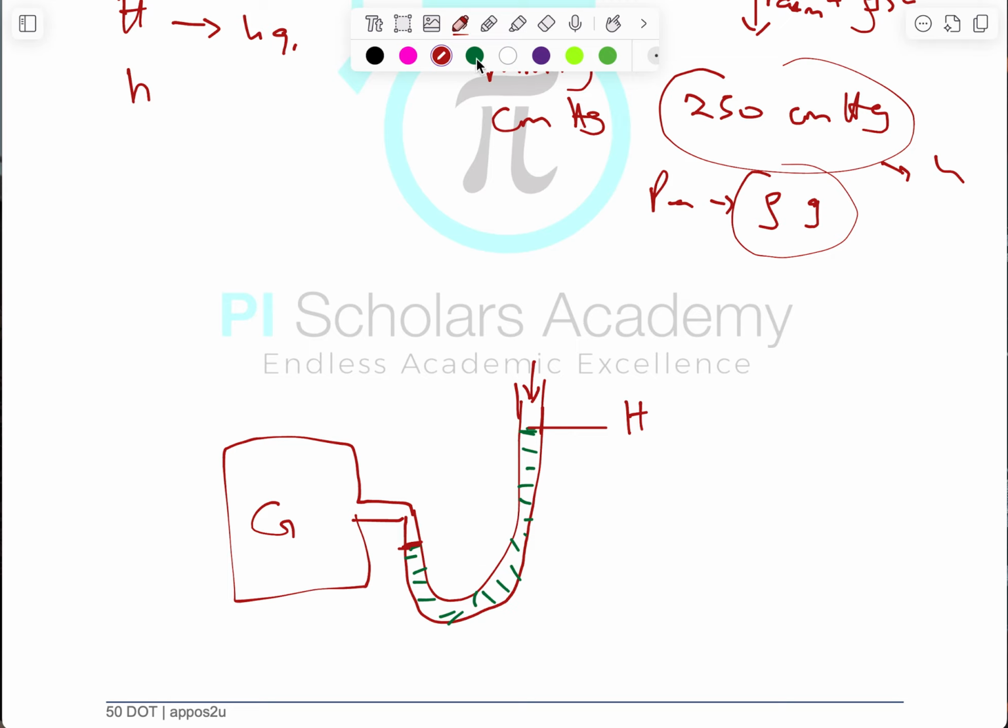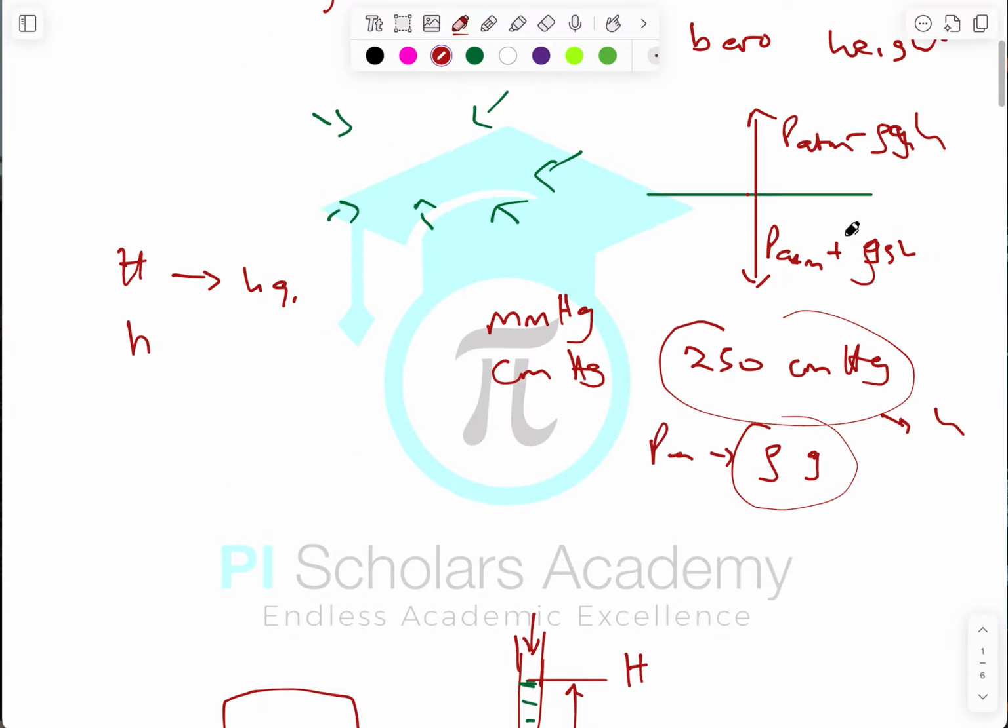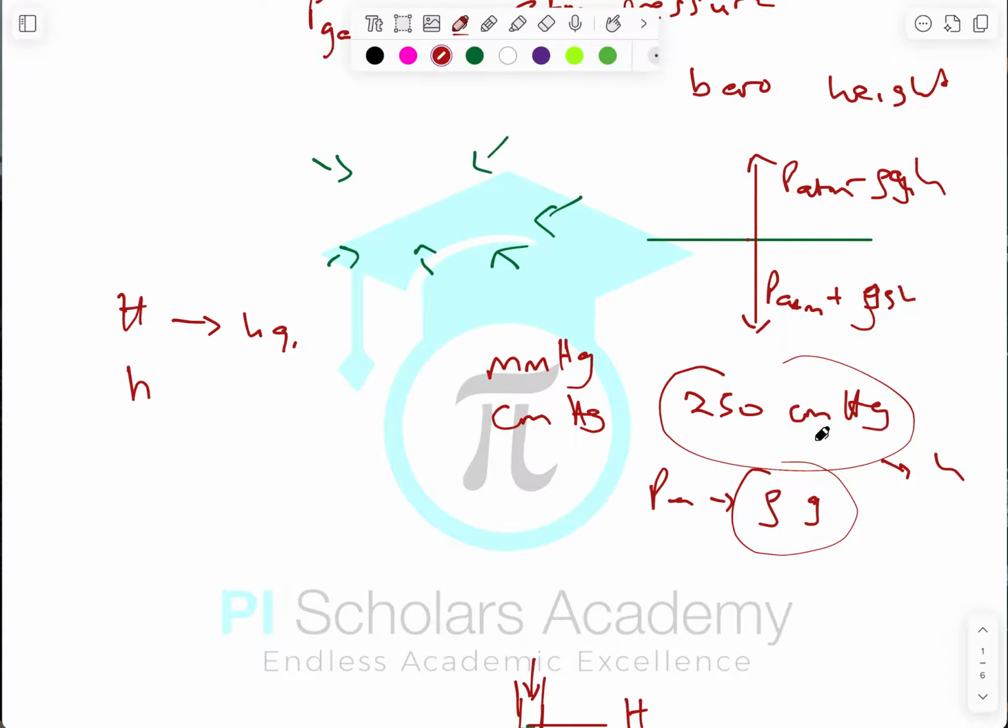And to get that, you're going to measure the distance. How far below this is it? So from this to this is your h. Therefore, for the total pressure of this gas, like I've explained earlier, when you're going down, you sum it up. When you're going up, you subtract.